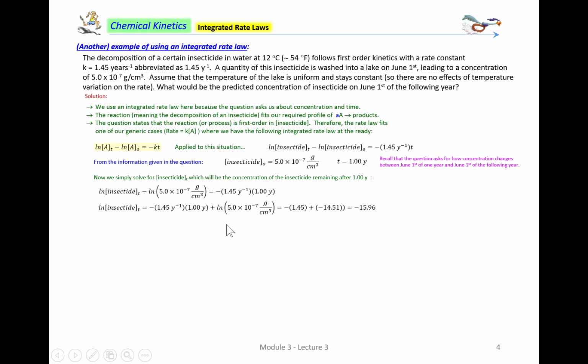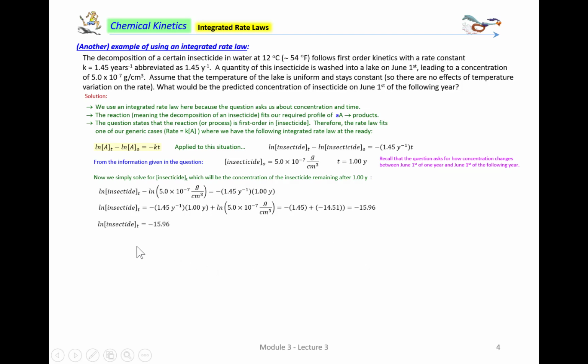Now this is starting to look complicated, but I really just did a little rearranging here. What I did was I brought this minus ln of the initial concentration over to the other side of the equal sign. So it's now on this side of the equal sign, and there's a plus sign in front of it. Then I multiplied 1.45 times 1, and these units cancel, years and years to the minus 1, so we get minus 1.45 here. And then I took the natural log of this number and got minus 14.51. So now we have a number of minus 15.96, and I seem to have totally ignored the units. We'll deal with that in a second, but let's finish this problem.